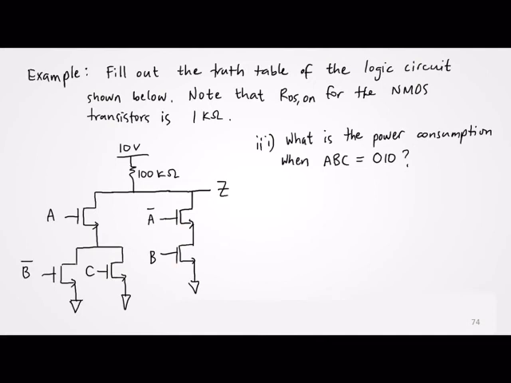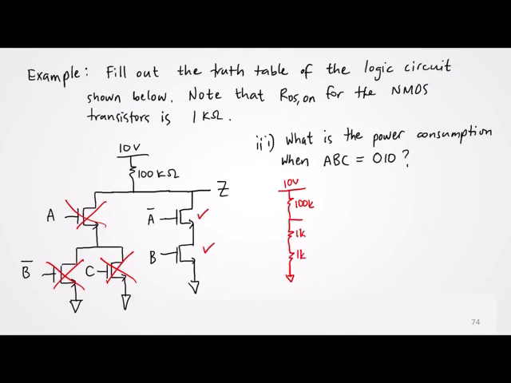Now, let's look at the case. The question is, what is the power consumption when ABC is equal to 0, 1, 0? So, when A is 0, this one is on, this one is off. When B is 1, this one is on, this is off. And when C is 0, this is also off. So, actually, this is our path. So, to get the power consumption, we replace the two transistors with the on resistors. Okay, 1K and 1K.